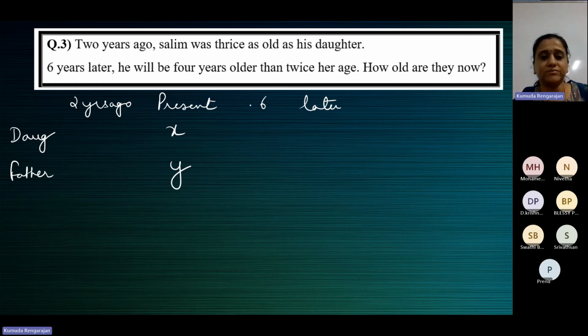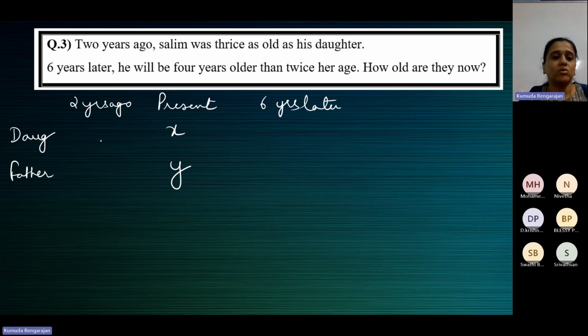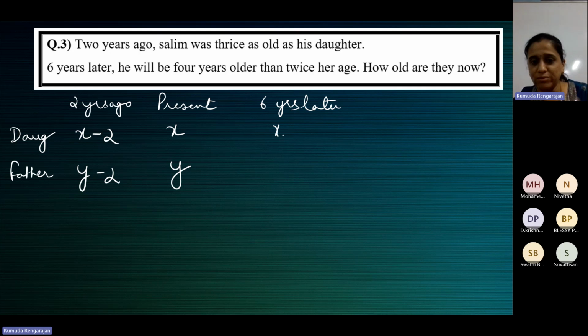6 years later. So it's very simple. See, percentages X, Y. So what would have been their ages 2 years ago? X minus 2, Y minus 2. What will be their ages 6 years into the future? Percentage plus 6, percentage plus 6. Okay, so now this is 50% work done.